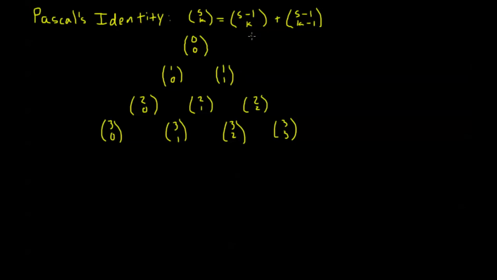Now with this identity, what we see is that any of these choice functions is going to be the sum of two other choice functions, and the two that they're the sum of are on the row above them, centered above them, so one to the left and one to the right. Here I have 2 choose 1, that's going to be equal to 1 choose 0 plus 1 choose 1 by my Pascal's identity here. 1 choose 0 is 0 choose 0 plus 0 choose negative 1, which is just 0.